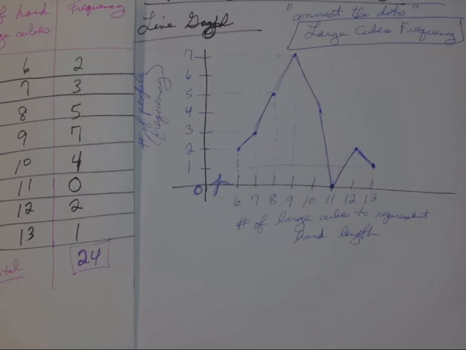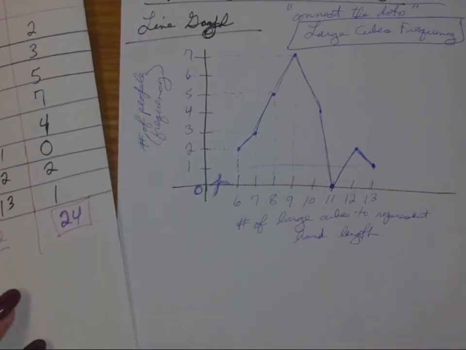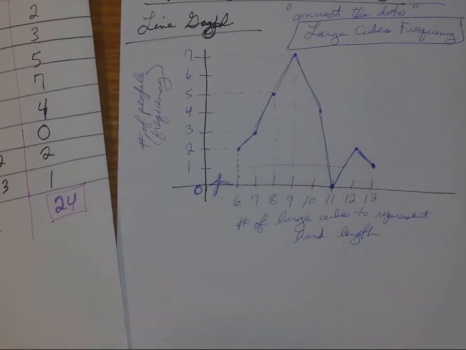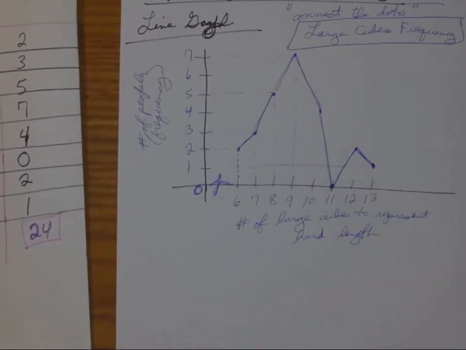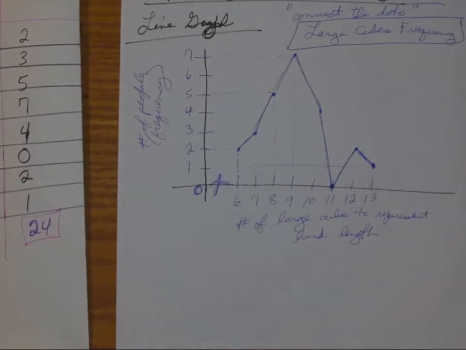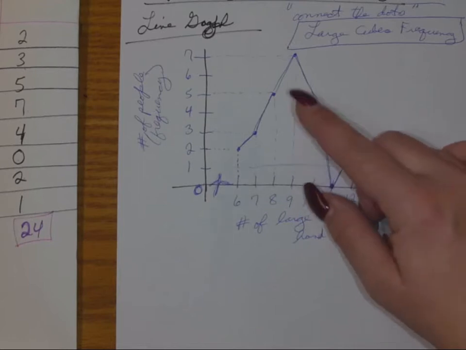So, there we go. There's our line graph. What are the benefits of this one? Usually it's pretty easy to graph. Most students can read it pretty easily. You can ask, for instance, which one has the most? Well, 9 snap cubes had the most. There were 7 people.